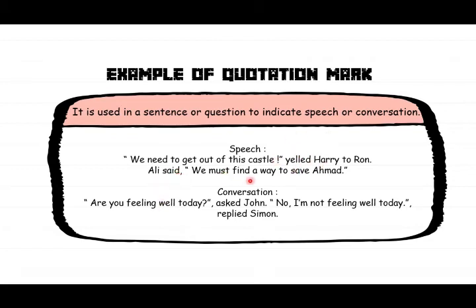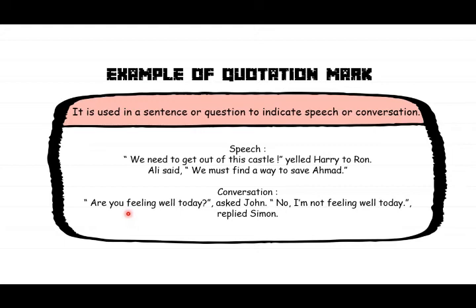Ali said, "We must find a way to save Ahmad." Ali cakap, kita kena cari jalan nak selamatkan Ahmad. Menunjukkan percakapan. Siapa yang cakap tu mesti ada benda ni. Dia menunjuk kepada siapa yang cakap tadi ni? Ali lah. Ni siapa yang cakap? Harry lah. Okay. Kalau dalam perbualan, dia akan jadi macam ni lah. Dia sama je lebih kurang kan.